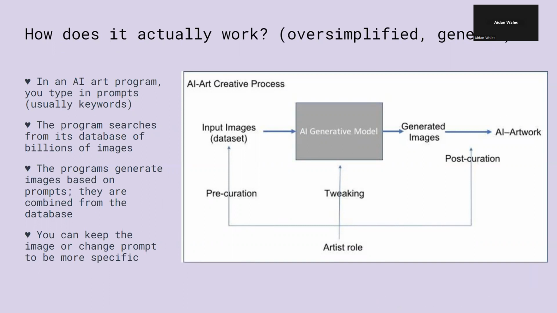Okay, so right here we have input images. This is a data set. So what this means is the source material, right? So this is basically literally billions of images taken from the internet. And that is the data set. That's the information we're using. Okay. Well, I should say the information the AI generative model is using.